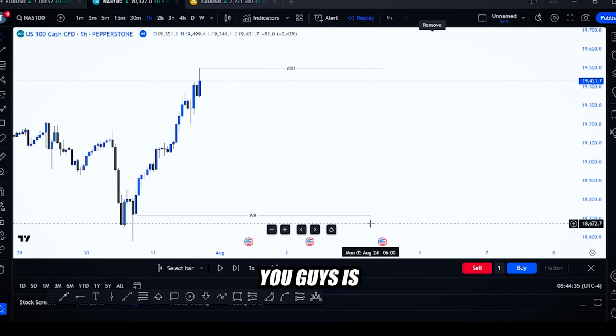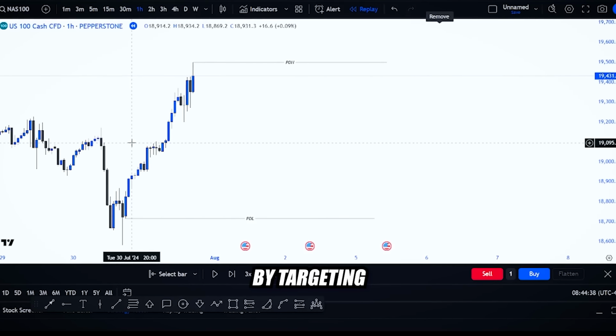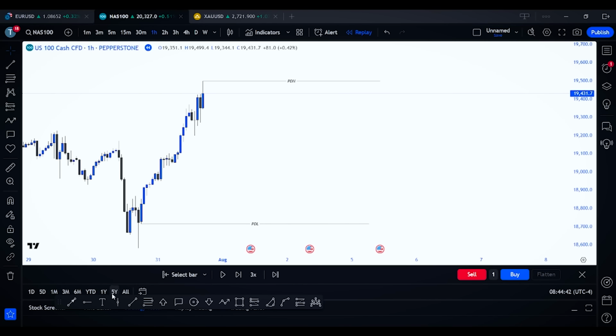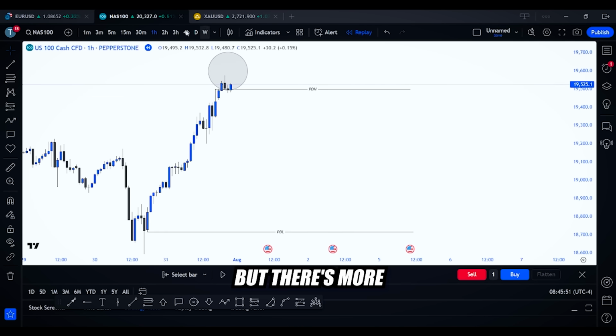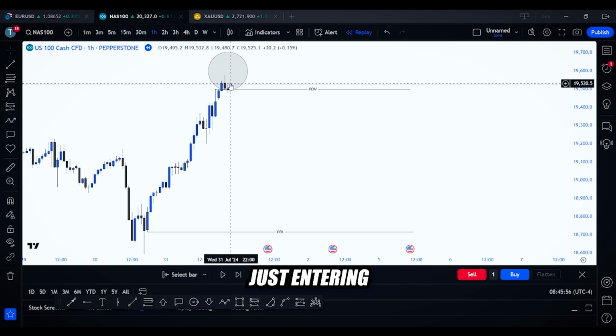What I suggest for you guys is firstly start by targeting the 50% before you do anything else, like targeting the previous day high or the previous day low in terms of your TP, right? So that you can catch a nice trade in which you can't stress. And I won't lie to you guys, when you're targeting the 50%, it's more accurate and nicer, more comfortable for your psychology, right? But there's more than just the market sweeping the high and you just entering, right?